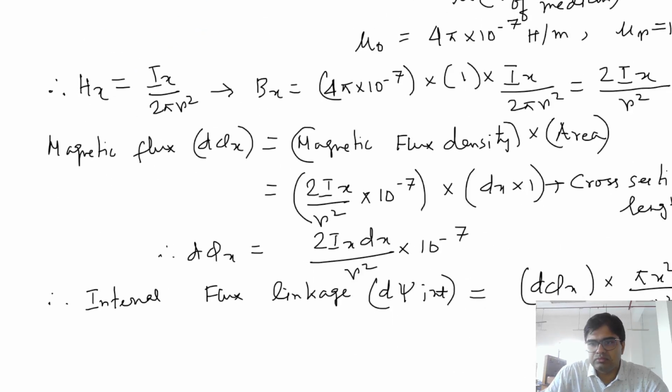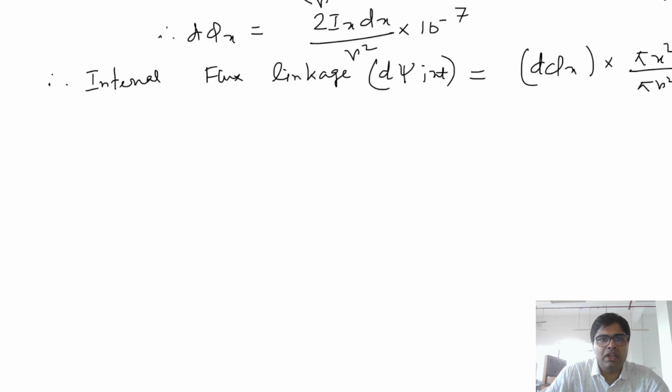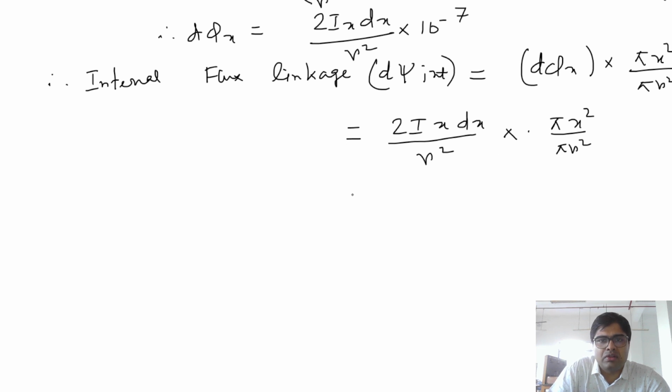So this is what we get. So d psi x is 2 into I into x dx by r square, that multiplied with pi x square by pi r square, of course with the term 10 to the power minus 7. So pi gets cancelled. So we have 2 into I into 10 to the power minus 7 by r to the power 4, along with x cube dx.